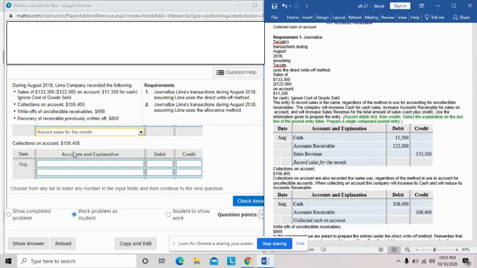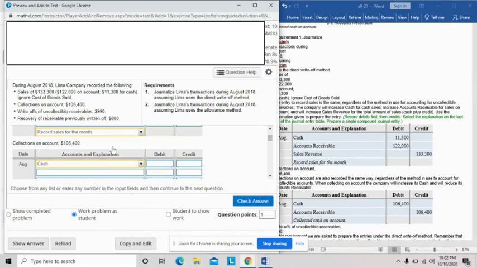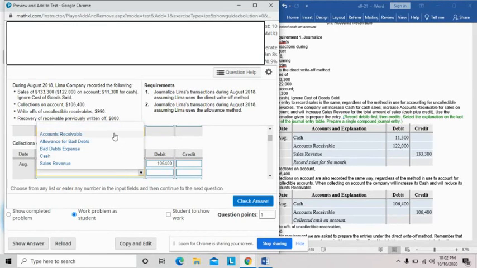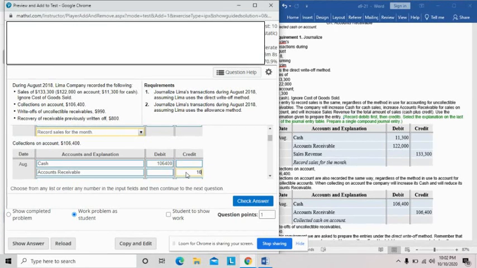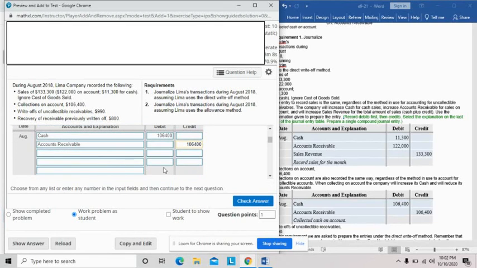So now we have collections on account of 106,400. Collections on account are also recorded the same way, regardless of the method in use to account for uncollectible accounts. When collecting on account, the company will increase its cash and will reduce its accounts receivable. So in this entry, we have a debit in cash, 106,400. We have a credit in accounts receivable. For this journal entry, we're collecting cash on account.